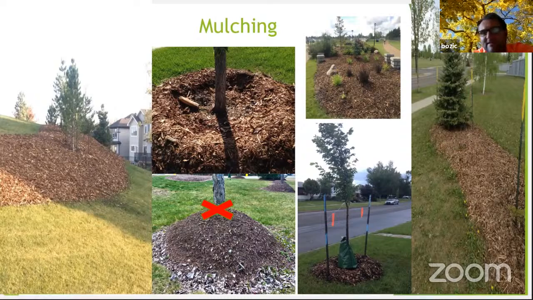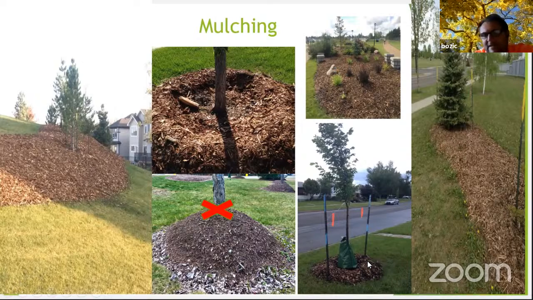Mulch is what is going to protect your newly planted trees and the roots. So what does mulch do? This is a caliper tree, with a burlap basket. This is the width of that burlap basket. And this mulch is protecting those roots until they start moving into the native soil and adapt to the environment.